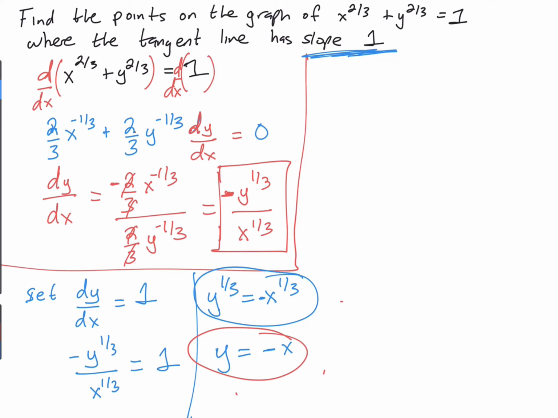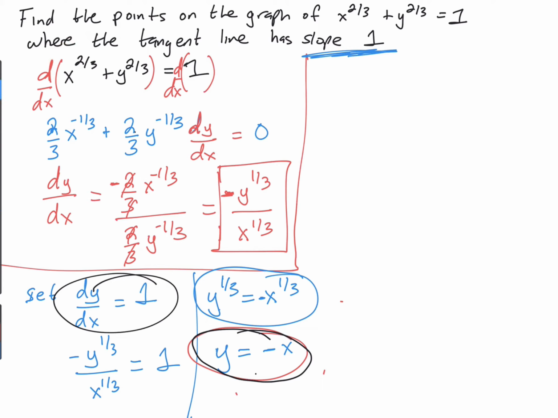Right, but we already established that. From this, we established that the slope is equal to 1 when y is equal to minus x. That's what this tells us right here. Exactly. We know that y has to equal negative x, but not everywhere. We can't look everywhere. Only where are we looking for it? Specifically on our curve, which is this right here, right?